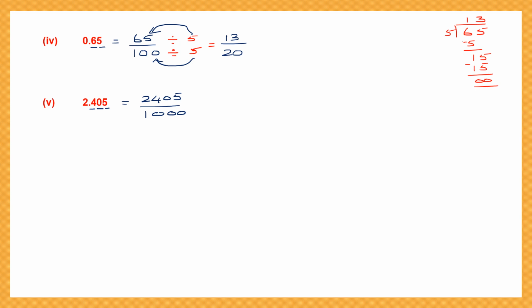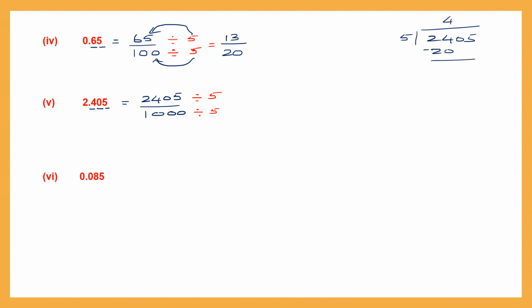So what is our fraction? 2405 by 1000. Now both these numbers, the numerator and the denominator, are divisible by 5. So let's divide the numerator and denominator by 5. 2405 divided by 5. Now 24 we have, so 5 fours are 20. So we can write 5 fours are 20 minus 4, bring down 0, we have 40. 5 eights are 40 minus, now this is 0, we bring down 5. 5 ones are 5.